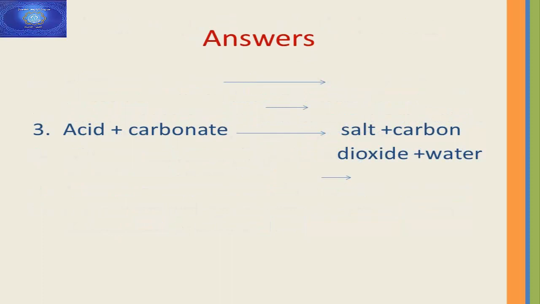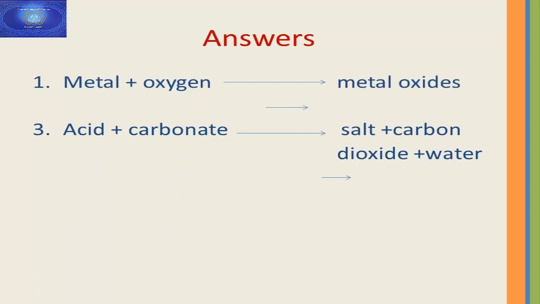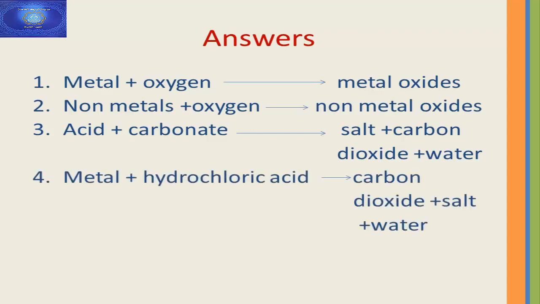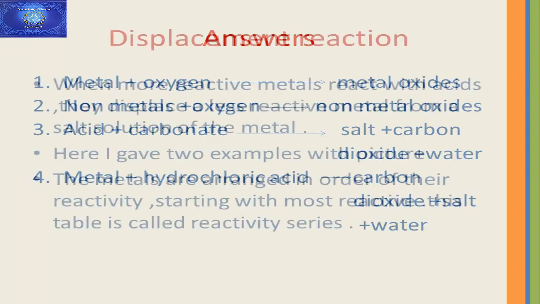Now the first answer is, okay, any parrot you can say, metal plus oxygen gives metal oxides. The number 2, non-metals plus oxygen gives non-metal oxides. The third one, acid plus carbonate gives salt plus carbon dioxide. Fourth one, metal plus hydrochloric acid gives carbon dioxide plus salt plus water.